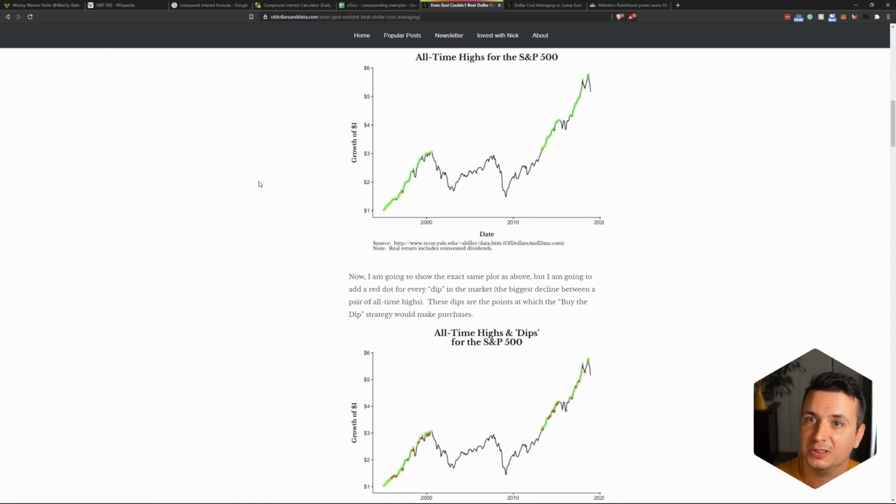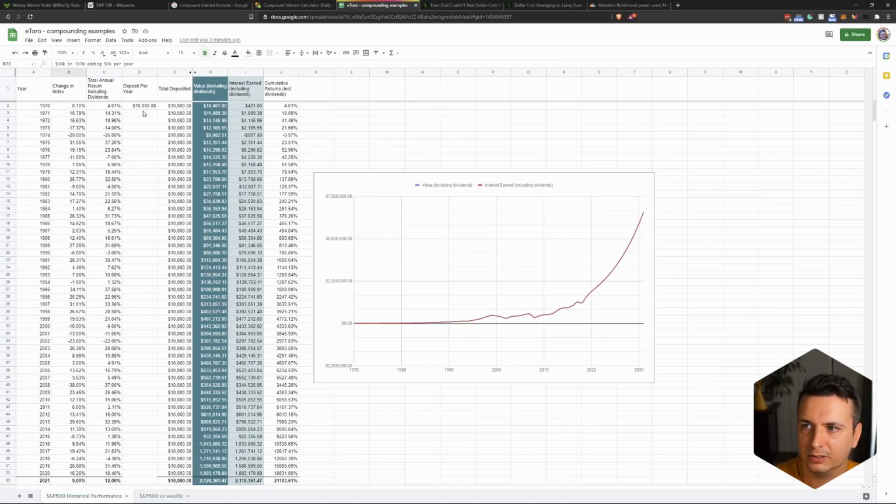And you would be a lot more stressed out. So no one can buy the dip perfectly. You can't time the dip. We don't know the future. So it is definitely better to cost average if you want to add money over time.